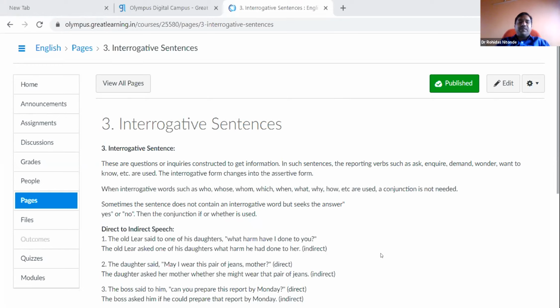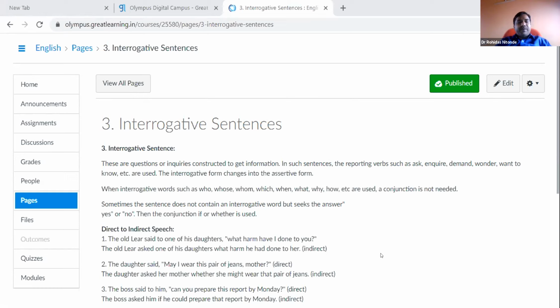What are these interrogative sentences? Interrogative sentences are nothing but the questions that are intended to get information. They have their own construction. That is, interrogative sentences have their own structure. They are not like the assertive or declarative sentences. They are not statements, but they are questions. So in such sentences, the reporting verbs are like ask, inquire, demand, wonder, want to know, etc. And the interrogative form changes into assertive form before we convert it into indirect speech.